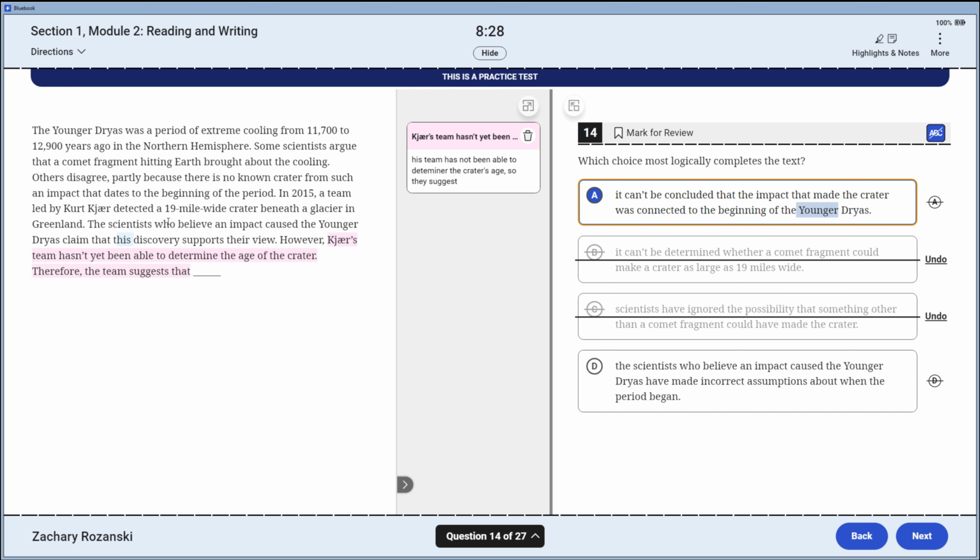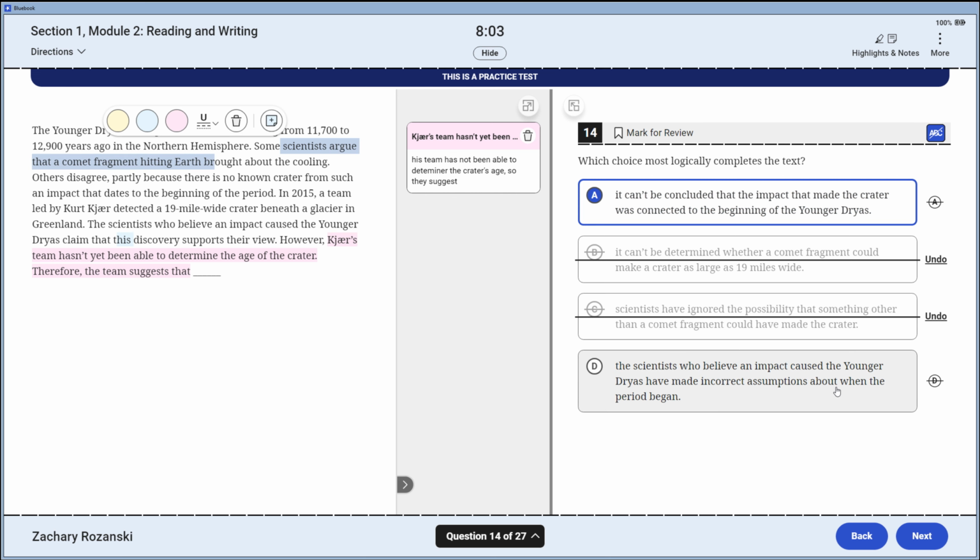As I work backwards, 2015, a team found a wide glacier. Okay. Others disagree about no known. Yeah, so no known crater. I feel really good about my refutation there. From such an impact that dates to the beginning of that period. We're back to the first sentence. The Younger Dryas was a period of extreme cooling from 12 to 13 years ago.